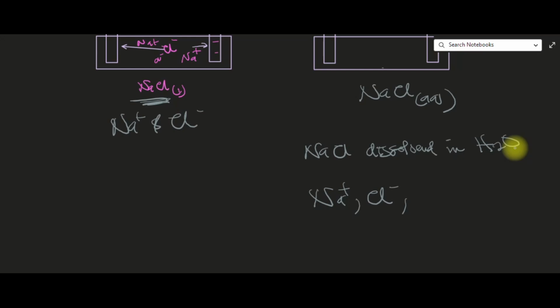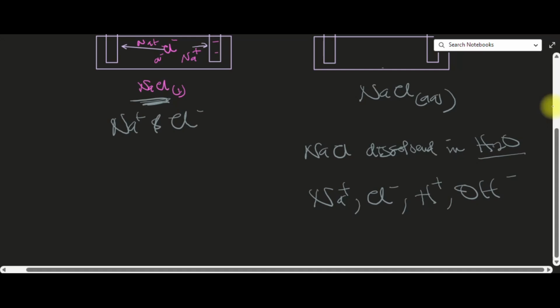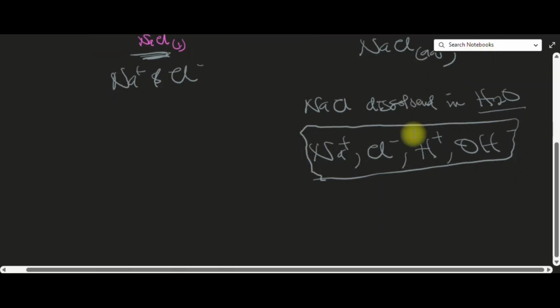But we're going to have 2 more ions. The remaining 2 ions will come from water. Water will also dissociate partially. When it dissociates, it will dissociate into hydrogen ions and hydroxide ions. Please don't forget, we will have 2 ions contributed from water, H+ and OH-. So in aqueous solution, you're going to have 4 different types of ions, 2 from the salt and 2 from water.